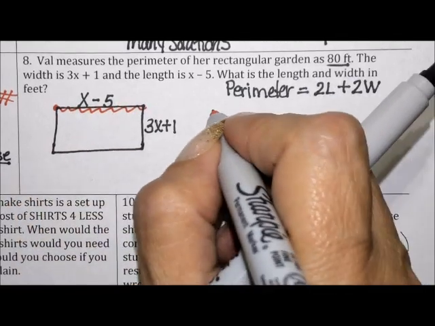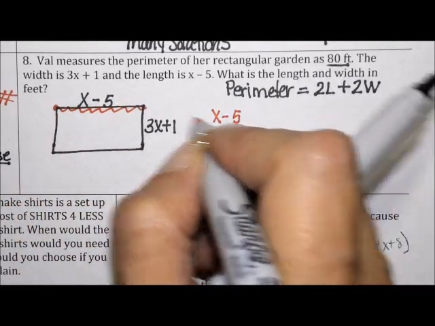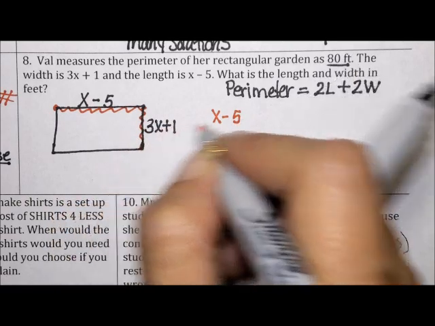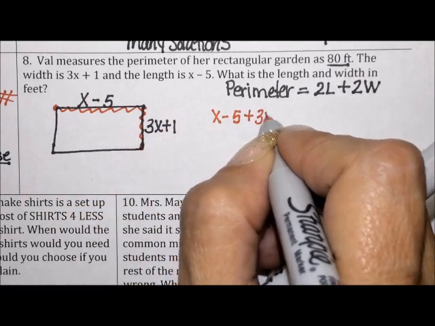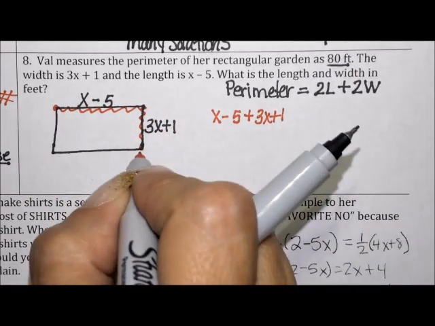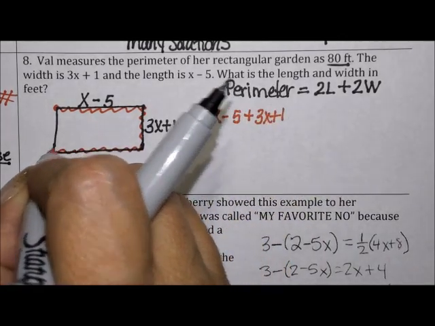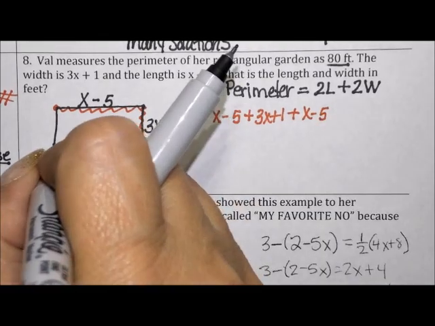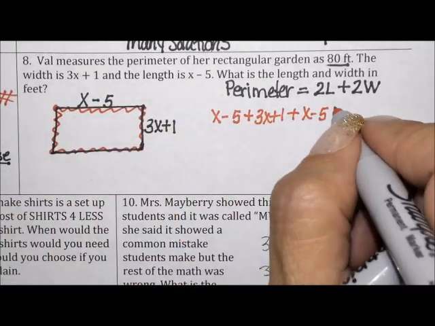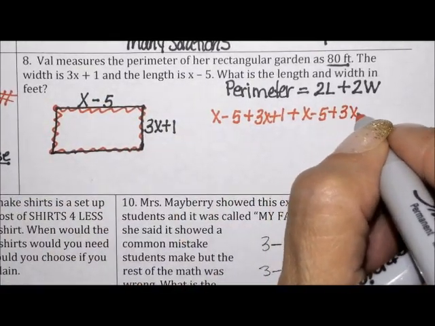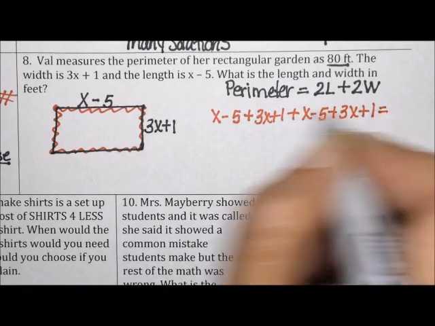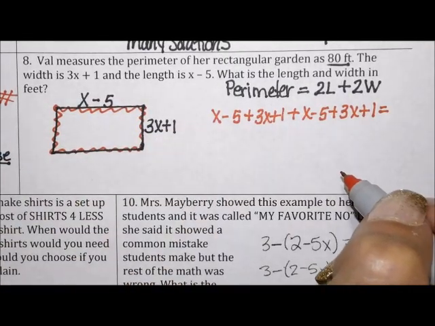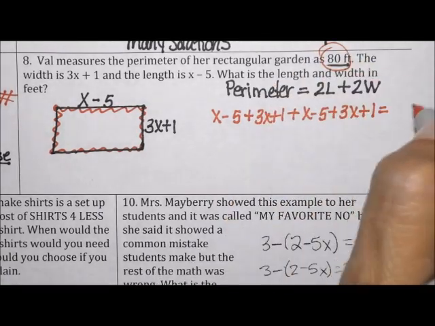I just walked x minus 5. I just walked 3x plus 1. How far am I walking here? Yeah, x minus 5. I'm going to keep walking. And that's 3x plus 1. So I just walked all the way around the garden. And I know the garden is 80 feet.